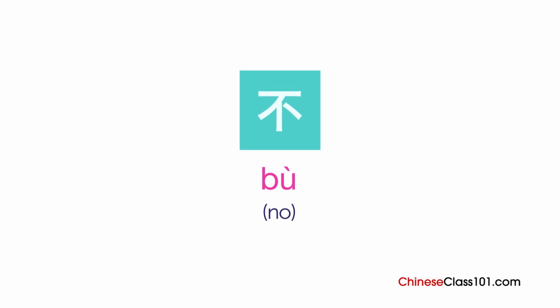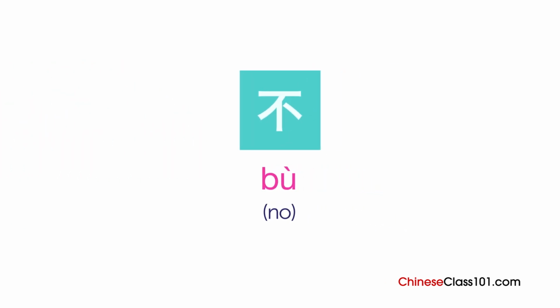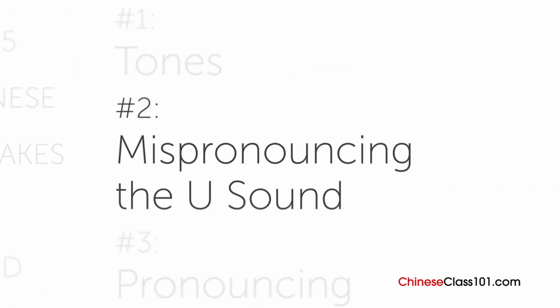Whenever you're pronouncing the Chinese U, imagine a little girl pouting and saying no in Chinese. 不。 You want to round your lips as much as possible. It's better to over-exaggerate than to make the wrong sound.